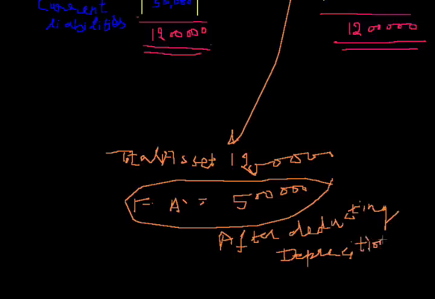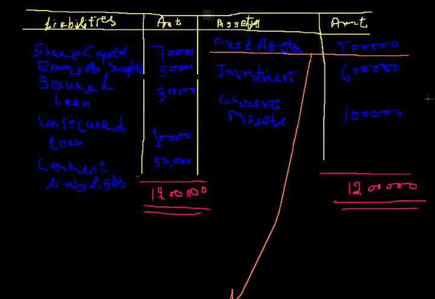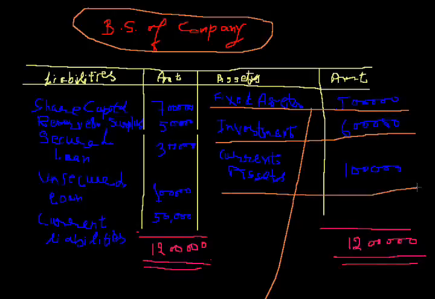After this, we will take investment. Investment means any amount which a company invests in other companies and other projects for earning in the form of dividend or interest. We should know what is the amount of investment, and after this we should know what is the amount of current assets.